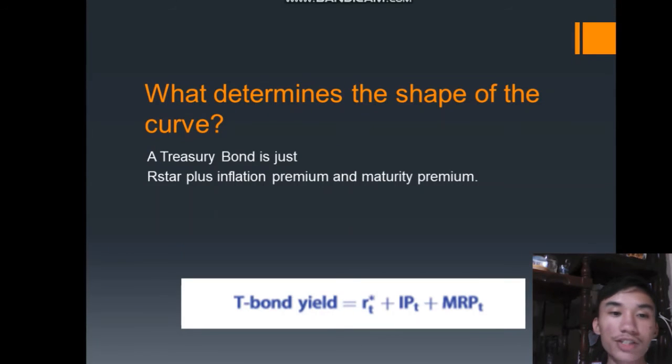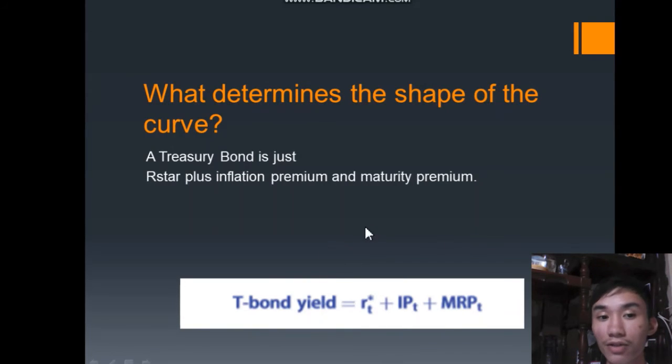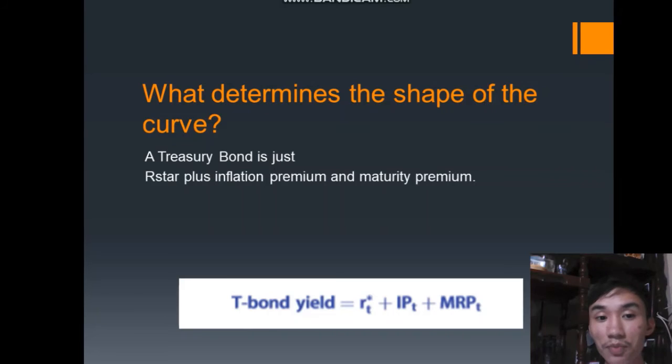So what determines the shape of the curve? The shape of a curve is determined through this type of equation. For example, a T-bond yield or a treasury bond. A treasury bond is a type of bond for the funds in the government. Now, a treasury bond is just the R star plus inflation premium and maturity premium.